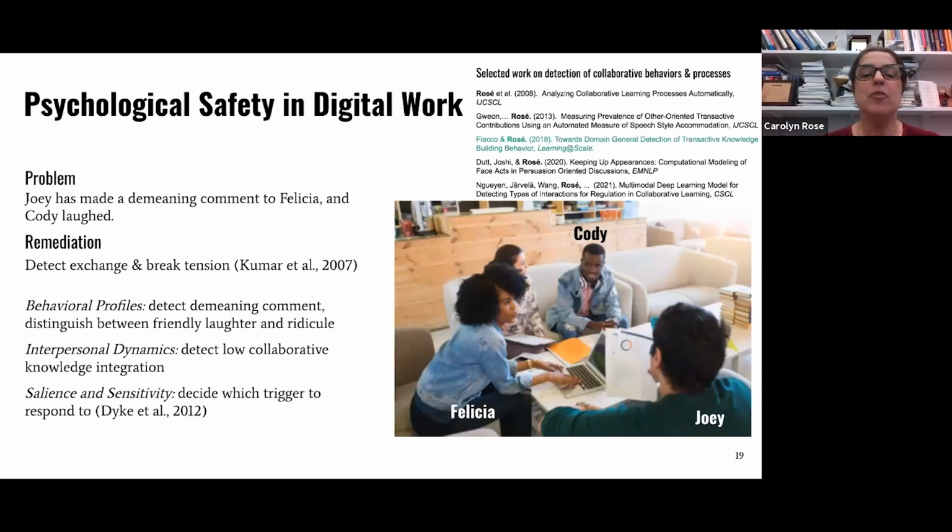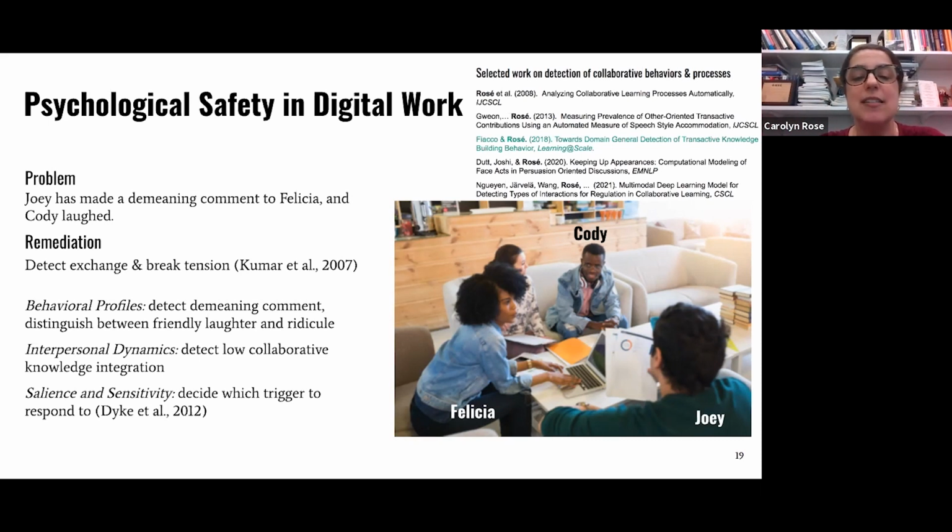Thank you. You can imagine that with the ability to monitor in a 3D environment, students working together on a software development task, we might be watching a group such as what you see here. And you can imagine a kind of situation occurring like the following. So Joey may make a demeaning comment to Felicia, and Cody, another student in the group, may laugh. And so what should we do here?